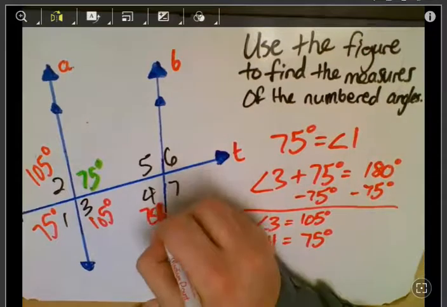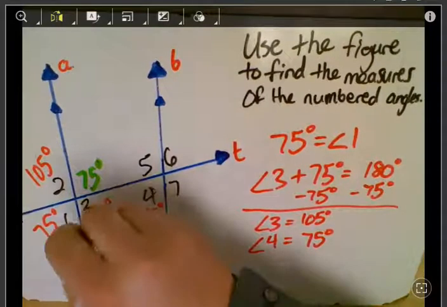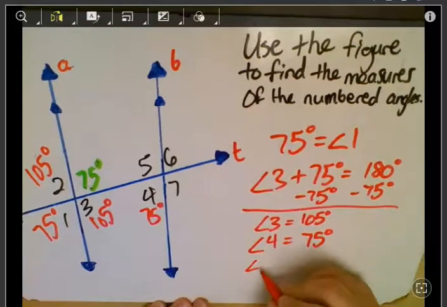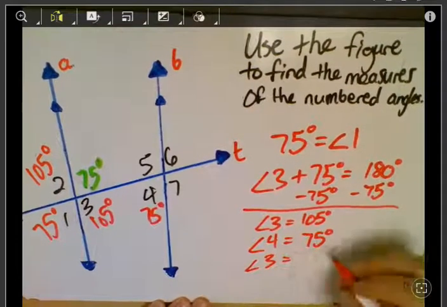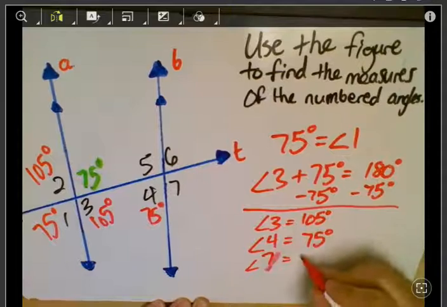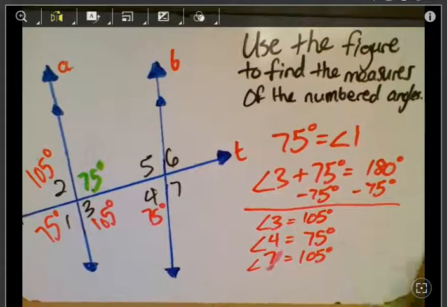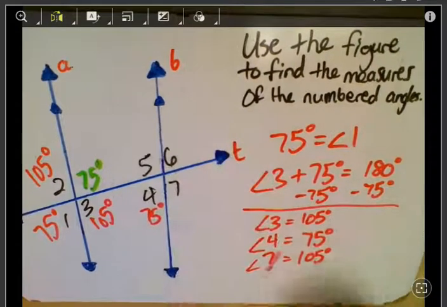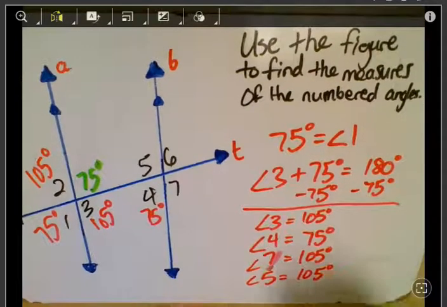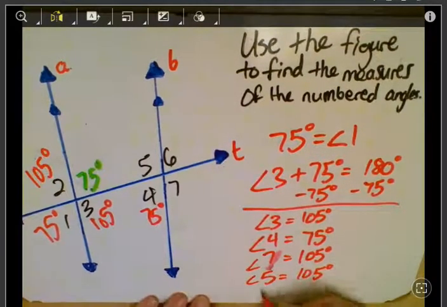Write that there. And then the same goes for angle 3 here. It's in a corresponding position with angle 7 here, which means, actually, angle 7, we already figured out what angle 3 equals. Angle 7 equals 105 degrees. And then angle 5 up here, 105 degrees. And angle 6 up here is 75 degrees.